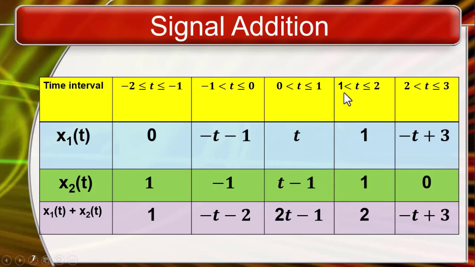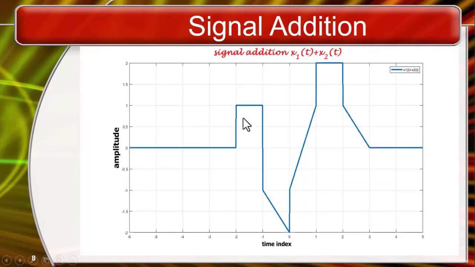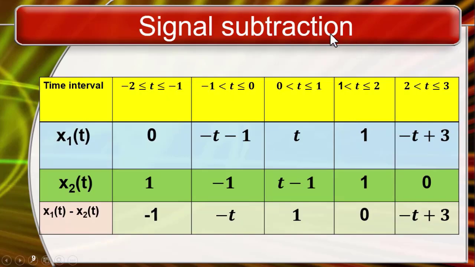In the interval between 1 and 2, x1 of t equals 1 and x2 of t equals 1. Their sum becomes 2. In the interval between 2 and 3, x1 of t equals -t plus 3 and x2 of t equals 0, and their sum becomes -t plus 3. When we plot this using MATLAB, you'll get this type of waveform. Now let's go to signal subtraction.